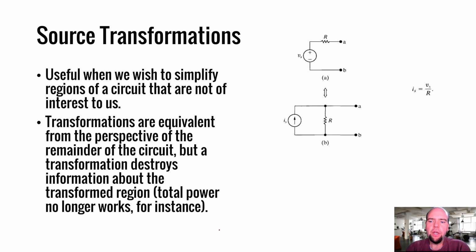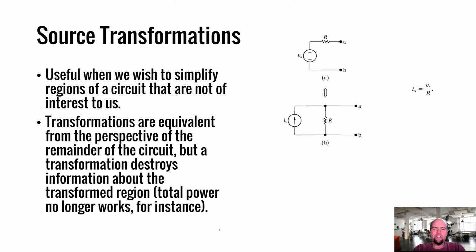Source transformation. This is moving away from node voltage and mesh current, which are great techniques for when we want to solve everything about a circuit. We have a circuit where we don't know what the currents or the voltages are, and we want to know everything we could possibly know about that circuit. That's where we'd use node voltage and mesh current.